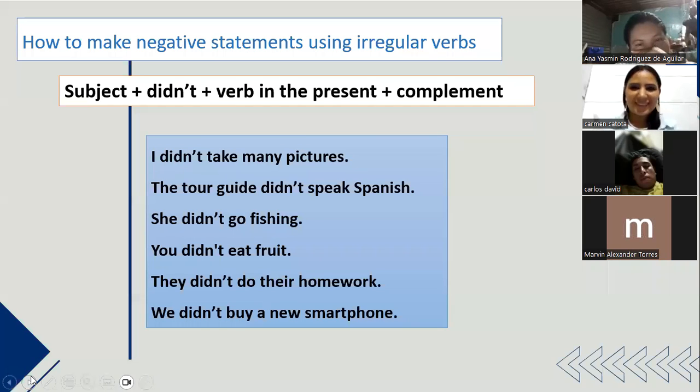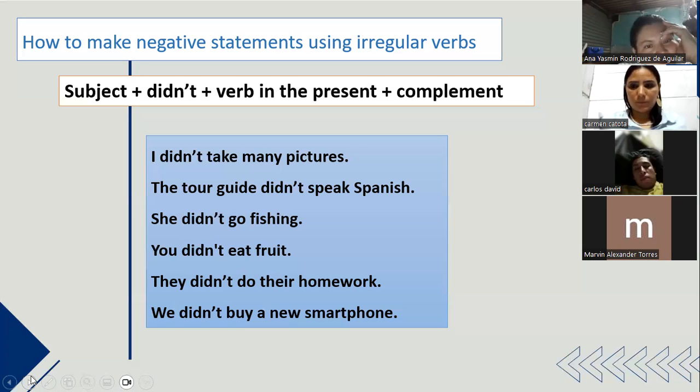So how to make negative statements using irregular verbs? Oraciones negativas, igual que con los verbos regulares. Necesitamos el auxiliar didn't, subject, didn't, the verb in the present, ya no más en pasado, ¿verdad? Cuando es la oración negativa, el verbo se pone en infinitivo o en presente, ¿ok? Plus complement, más un complemento.